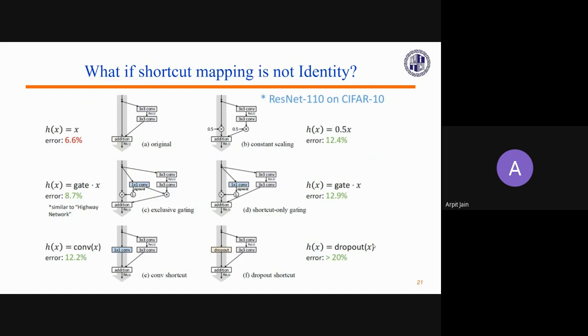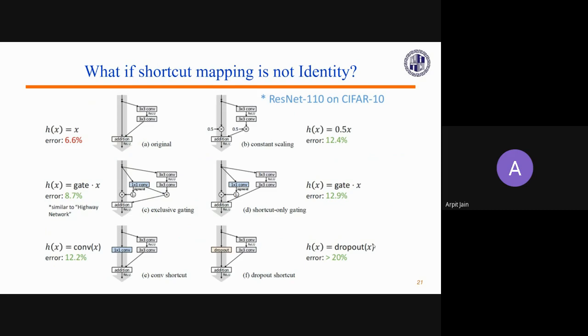And this slide basically presents what happens if we use different functions for the shortcut mapping, not identity. As Tanish discussed, h(x) is the shortcut mapping function. If we use the identity function, our error was 6.6%. But if we replace it by constant scaling, like h(x) equal to 0.5x, the error increases to 12%.